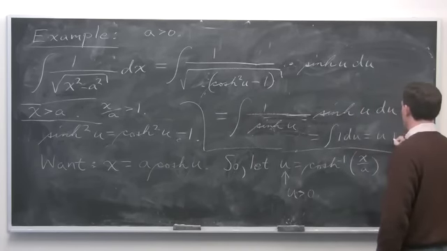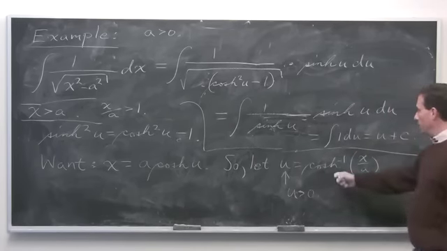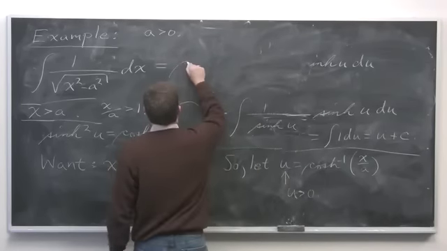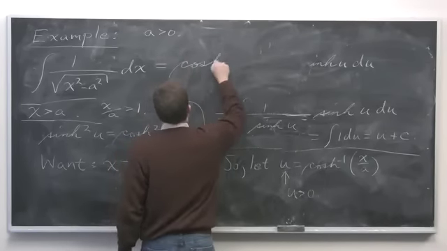That's u plus a constant. And then you put back in that u is inverse hyperbolic cosine of x over a. So yes, what you get fairly quickly is that this integral is the inverse hyperbolic cosine of x over a plus a constant.